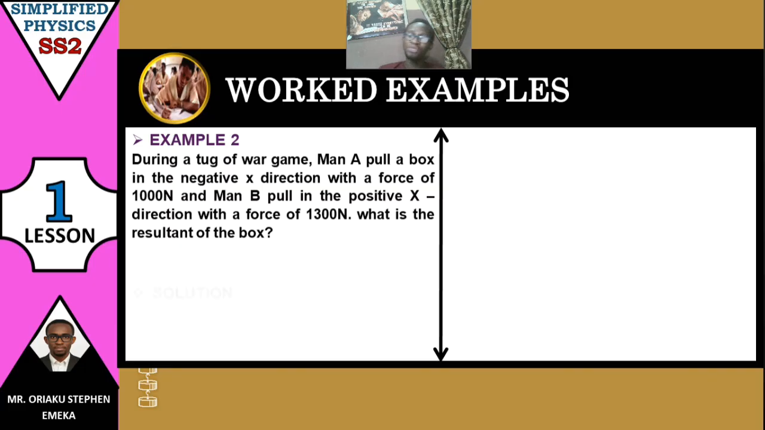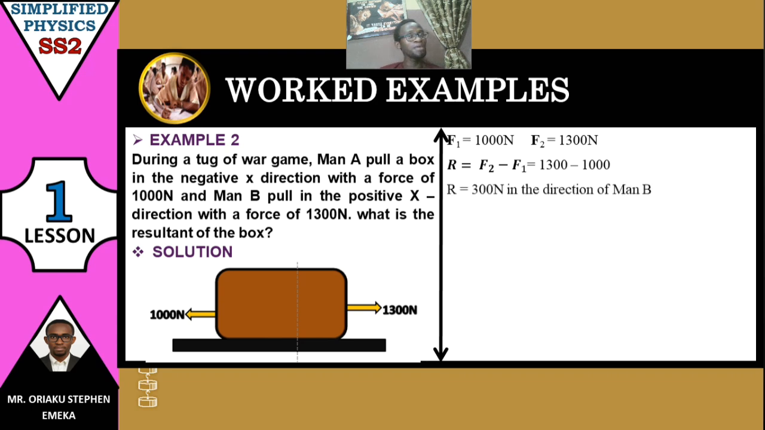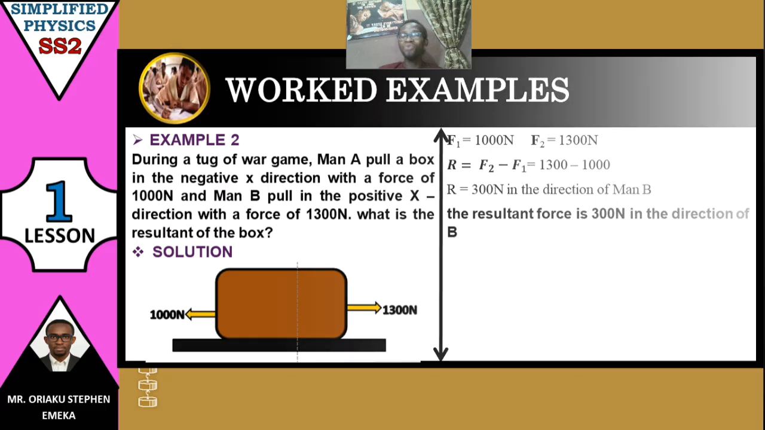But now how do we get the resultant force? Look at what we have here. These two forces are pulling in the opposite direction, so the resultant force is going to be the difference between these two forces. F2 is bigger than F1, so it's going to be 1300 minus 1000. So the resultant force is going to be 300 newton. And what is the direction? It will be in the direction of the person that has the higher force, which is actually man B. Now let's go to the next one.